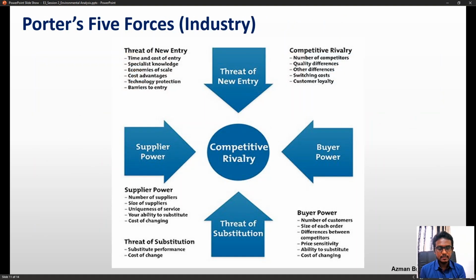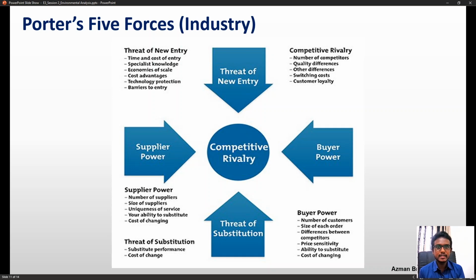So we looked at country, then we looked at the macroeconomy. Now we are looking at the industry itself. So the best tool, something I'm quite fond of as well, and I think Porter was very smart to come up with this, it's quite logical, is the Porter's 5 forces within an industry.